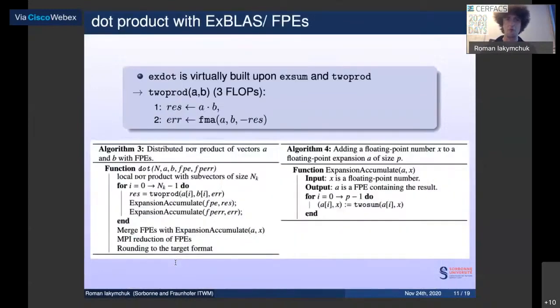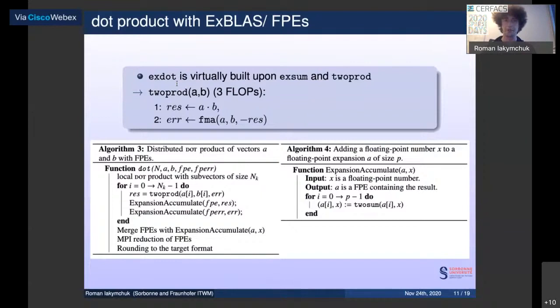The main challenge was the dot product. To optimize it and make it runnable on different architectures, we pretty much leveraged and extended exact summation, the exact reductions that we had already developed, and we introduced two-product to this algorithm.